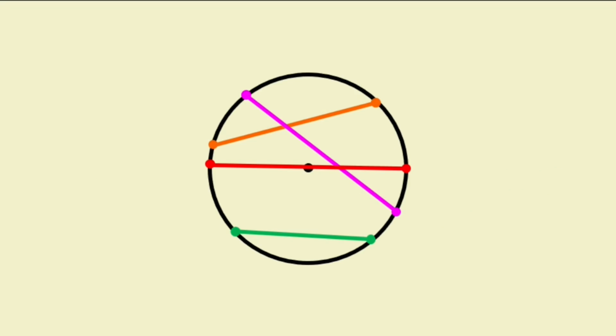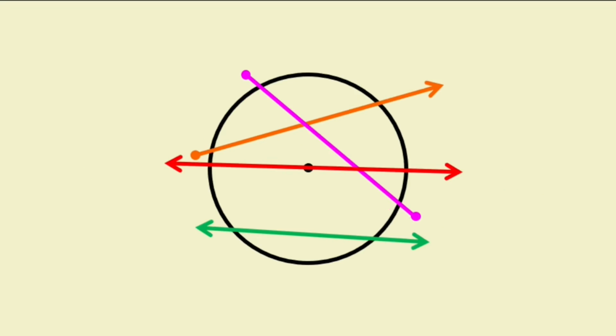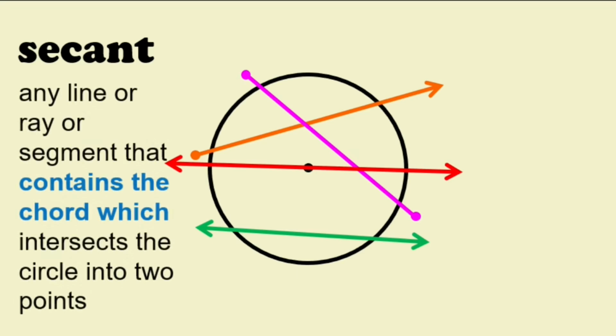Now, if we extend these chords, another part of a circle is formed. That's a secant. A secant is any line or ray or segment that contains the chord which intersects the circle at 2 points. Thinking about it, maybe you realize that the diameter, chord, and secant all intersect 2 points of the circle.